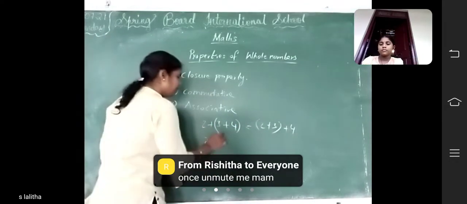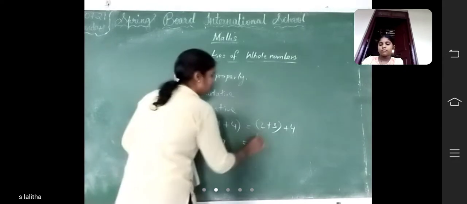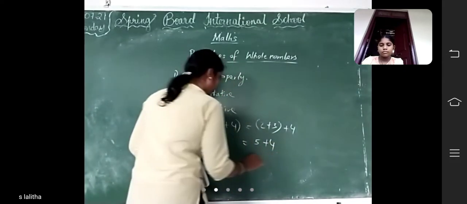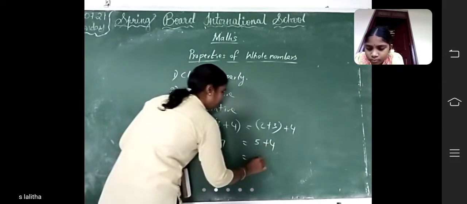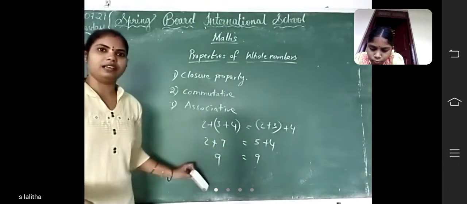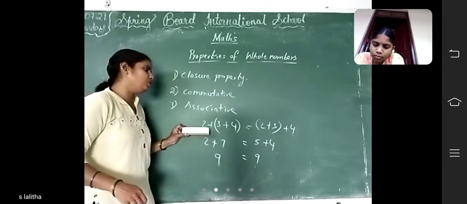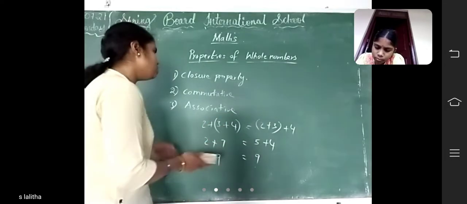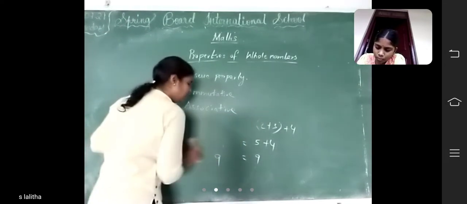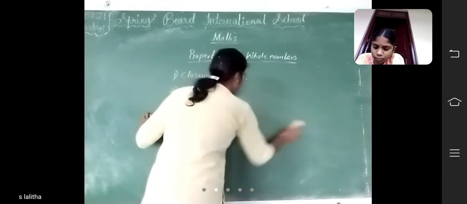2 plus 3 plus 4, 7. 2 plus 3, 5 plus 4. 2 plus 7, 9. 5 plus 4, 9. Both are equal. Okay, children? These are the associative property. Same as it is, we can do in multiplication also. So, associative property is satisfied under addition and multiplication also.